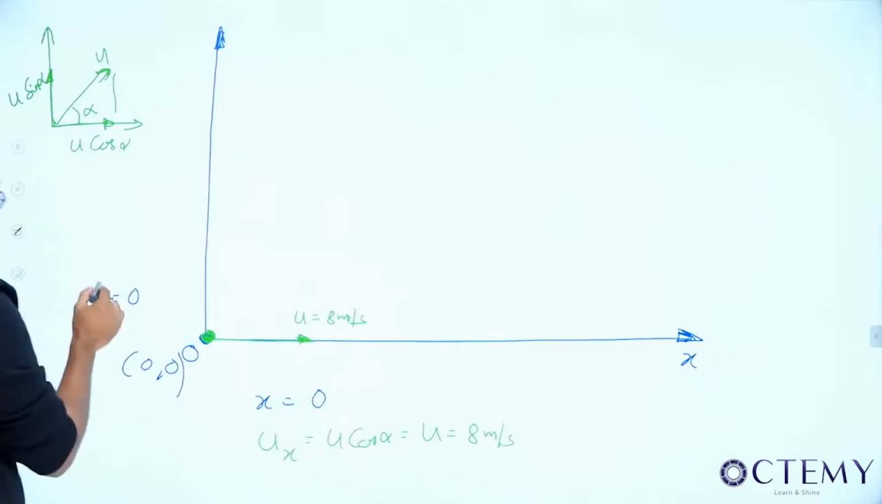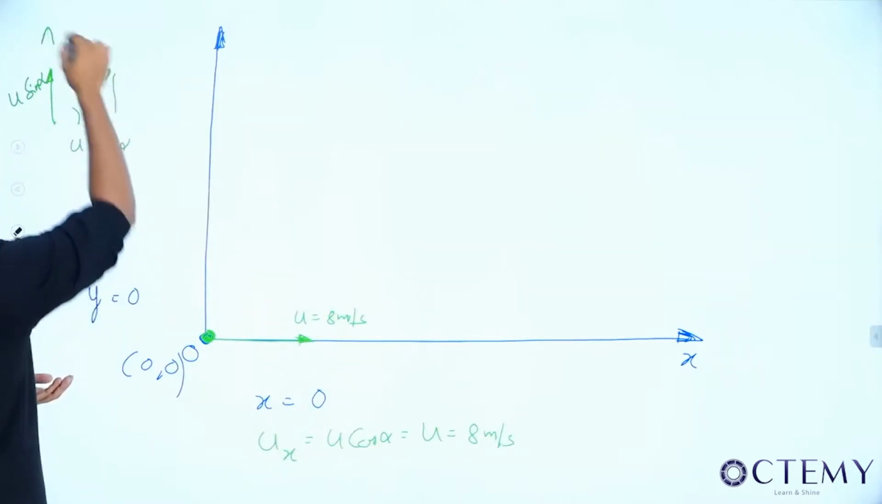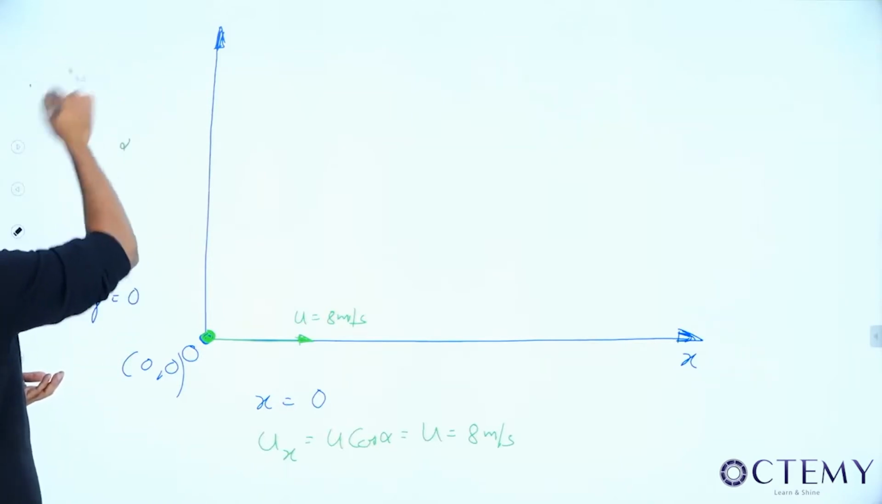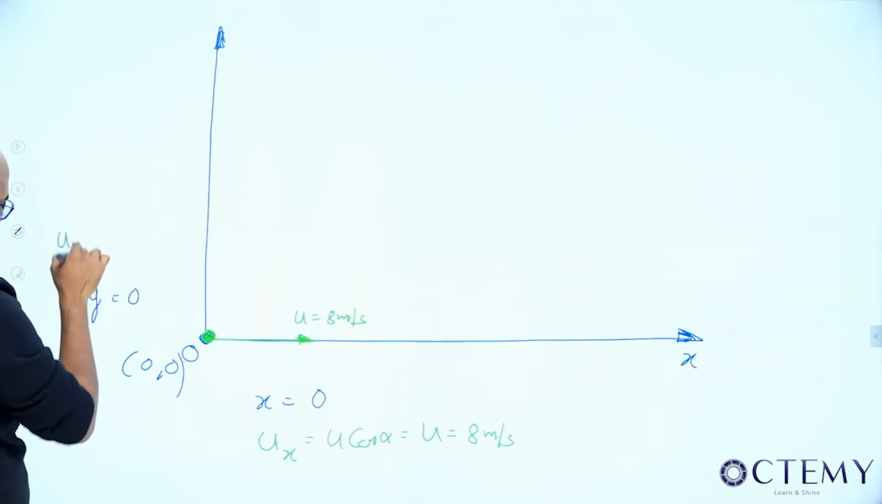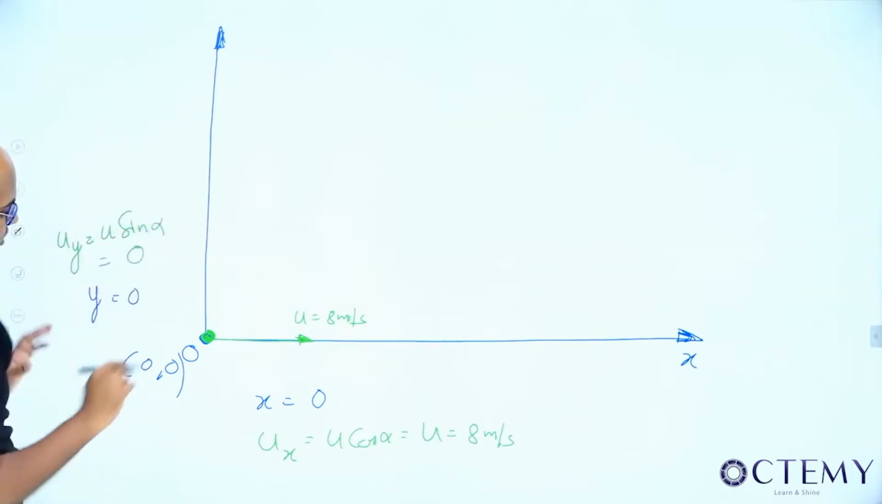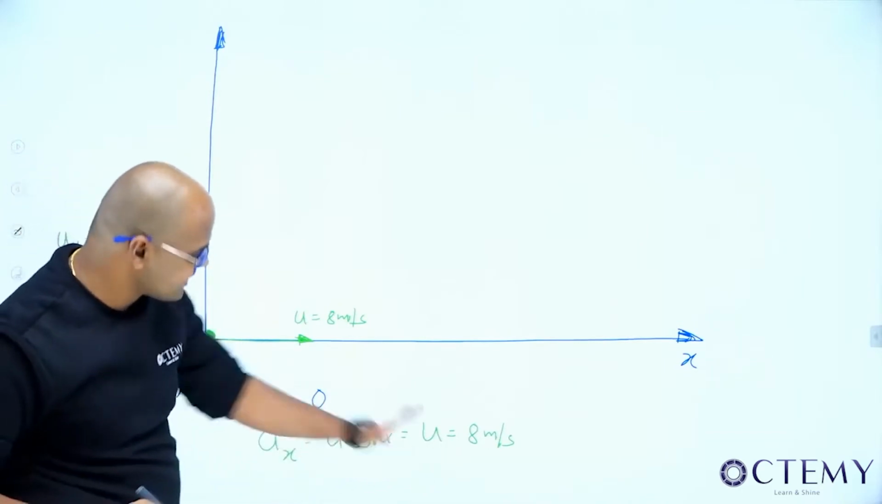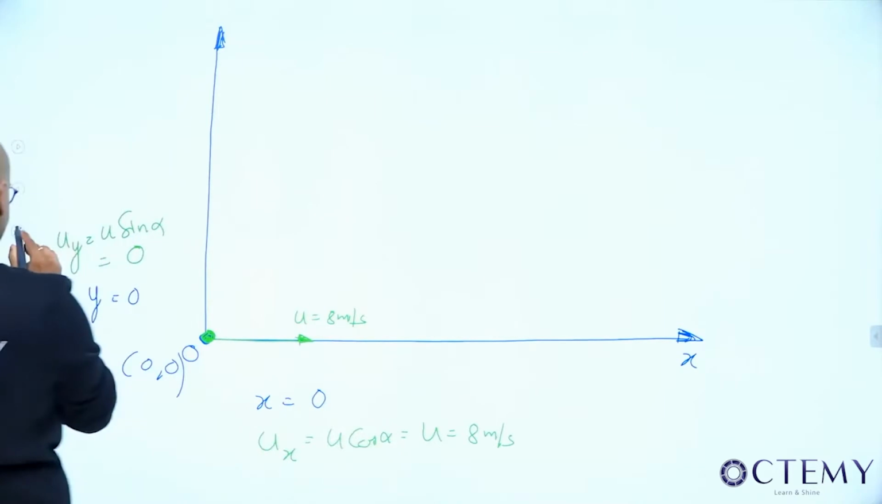Now in y direction, it is nothing but how much? uy is equal to u sin alpha. Alpha is 0 degrees, so uy is 0. Initially velocity in x direction is 8, initially velocity in y direction is 0. Initially both positions are at 0, 0.